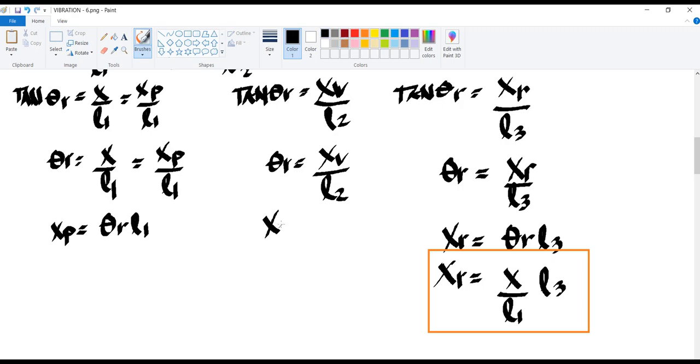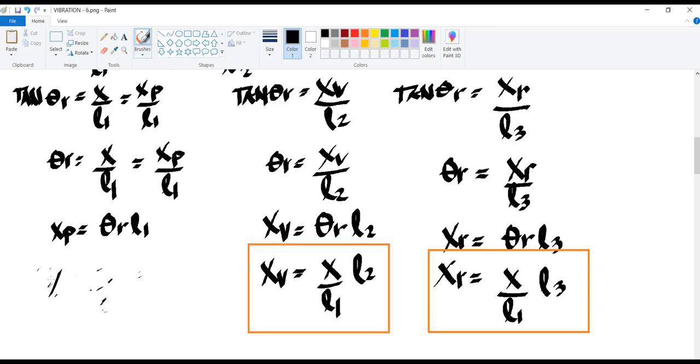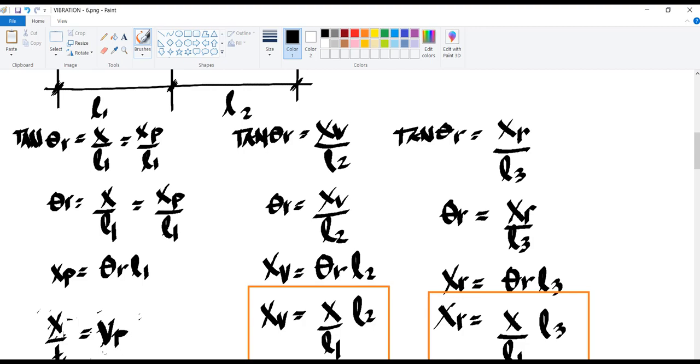So we have x sub bulb will be theta r L sub 2. So we have your x sub bulb that will be x over L sub 1 L sub 2. Now for the x sub p, to compute the velocity of the push rod, this will be over time equal to the velocity. The velocity of the p will be x over the time, so it is also equal to your p.